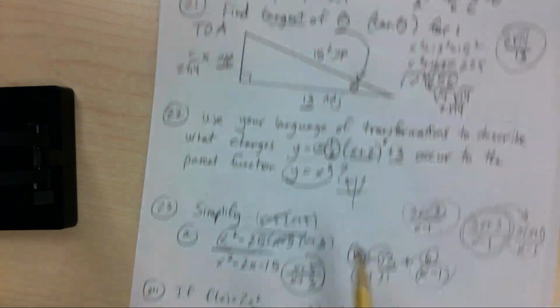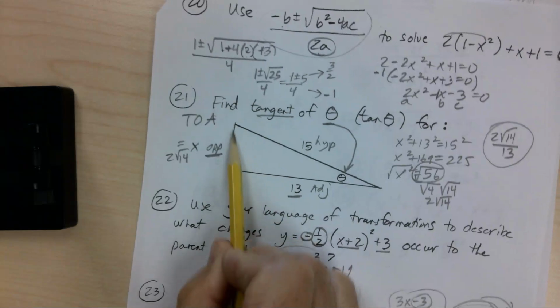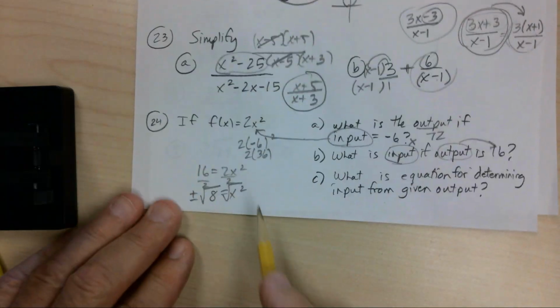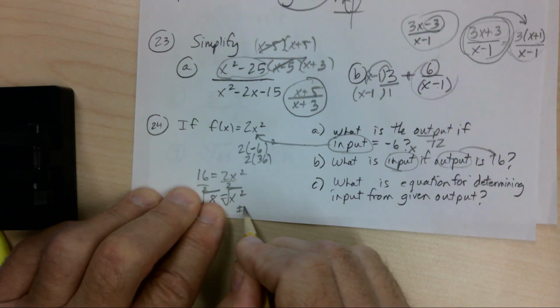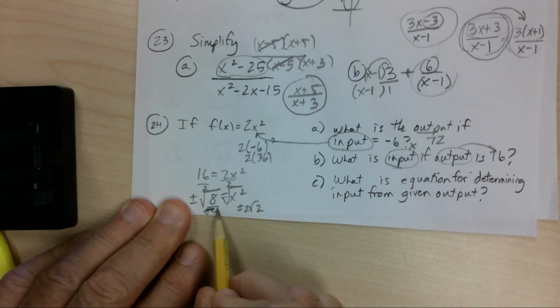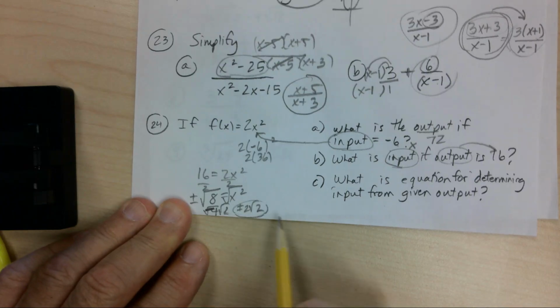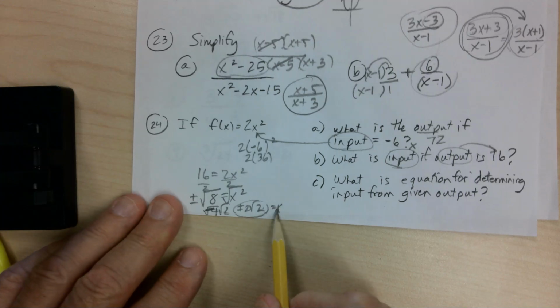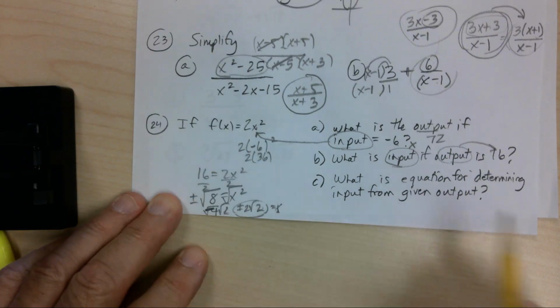Why didn't we do the right thing here? Because it was geometry, we're finding the length of a side, but this is pure algebra. What are the possibilities? So we get plus or minus, and we break that down into 2 square root of 2. That's the square root of 8, which is the square root of 4, square root of 2, which would give us this. So that's the input, which is our possible x's. If we plug them in, we'll end up getting 16 for y.